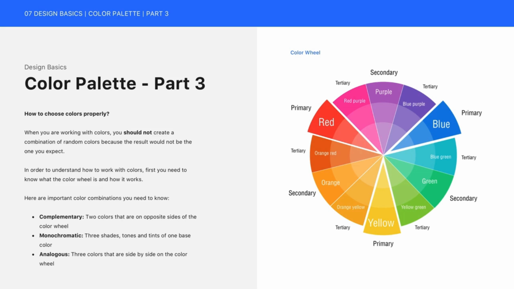If you look at the right side of the picture, you can see that we have a color wheel here. As you can see, we have monochromatic. For example, if you look at the red, we have 3 different shades, or let's say tints of one base color. And also we have complementary. For instance, here we have purple and yellow, which are on opposite sides of the color wheel. So the combination of these colors is great.